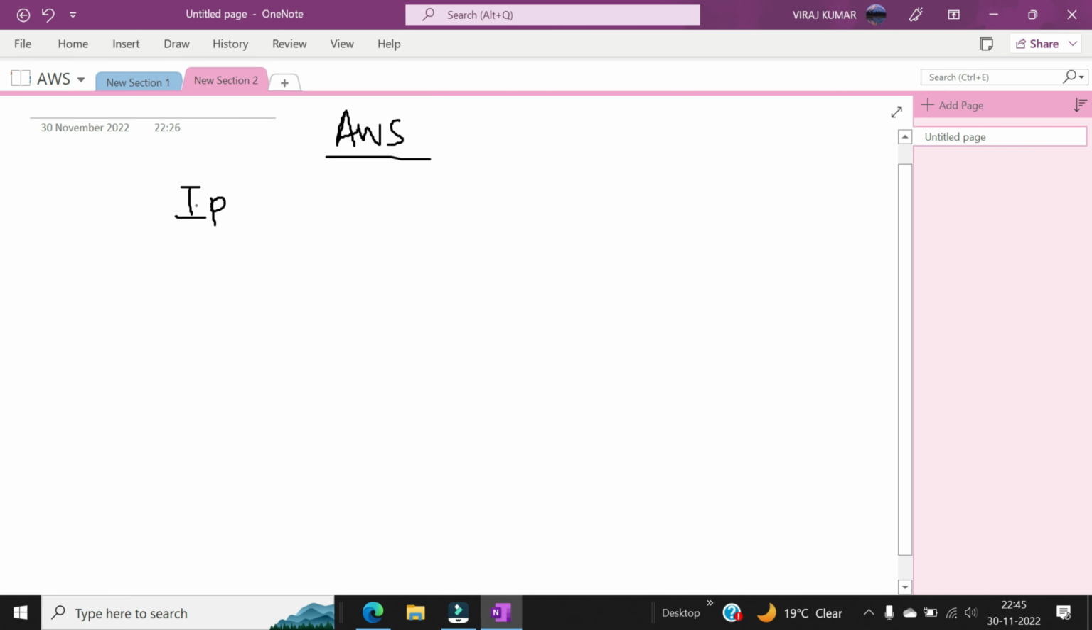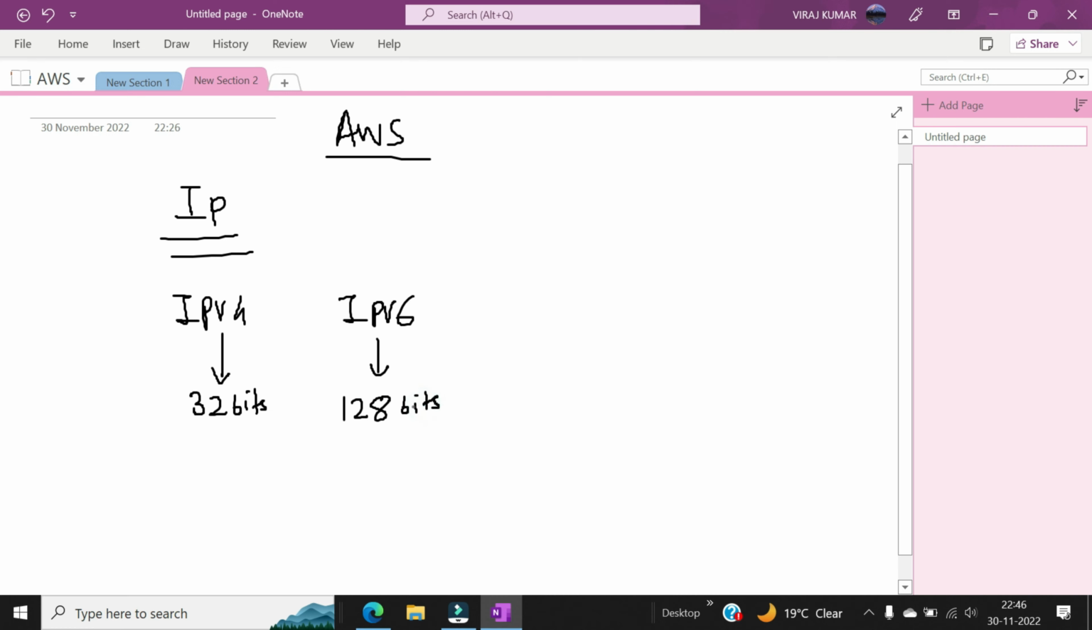IP means Internet Protocol Address, and this Internet Protocol Address is used for identification and location of a network device. There are two versions of IP, that are IPv4 and IPv6. An IPv4 address is 32 bits long. An IPv6 address is 128 bits long.